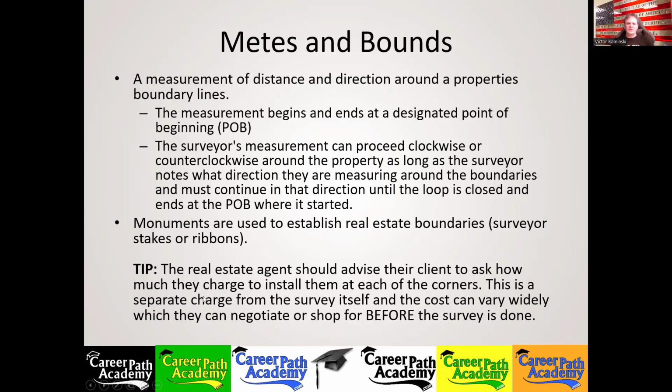So the real estate agent should always advise their client that when they order those surveys, usually their attorney does it, but the real estate agent could, or the property buyer could. It's important that when they order those surveys, you tell them to pay the surveyor the extra fee and find out how much they charge to pound those stakes in the ground, because at some point they're going to need to know where their property boundaries are.